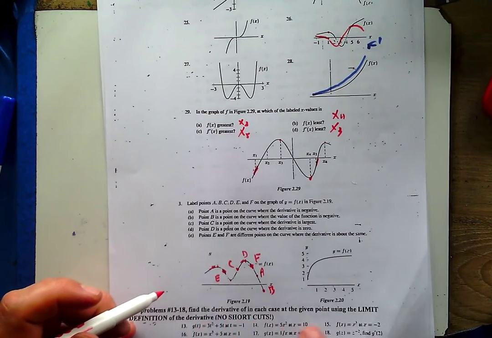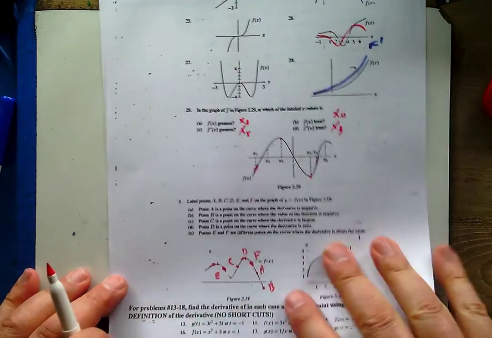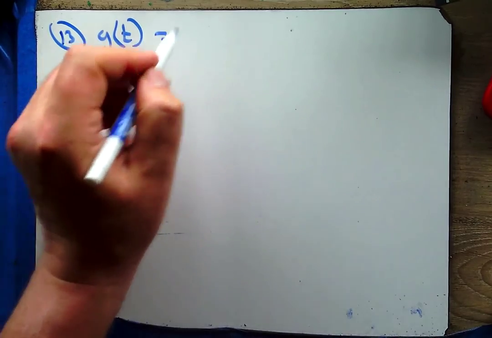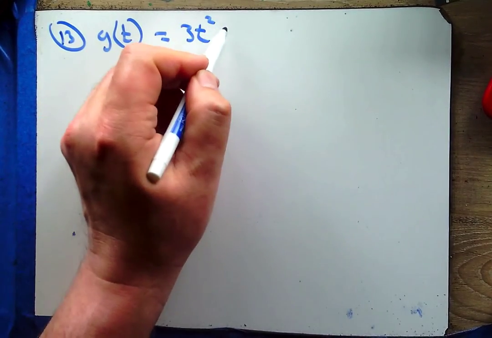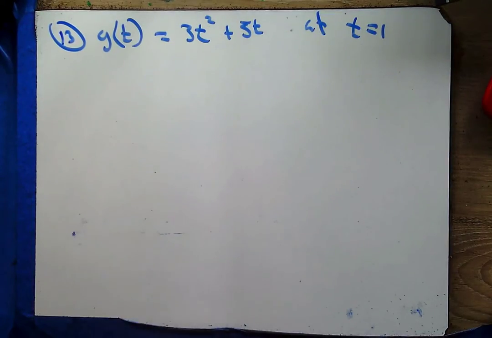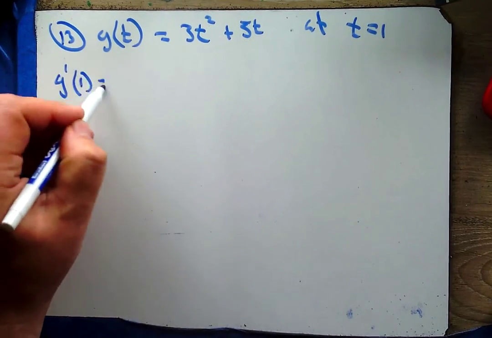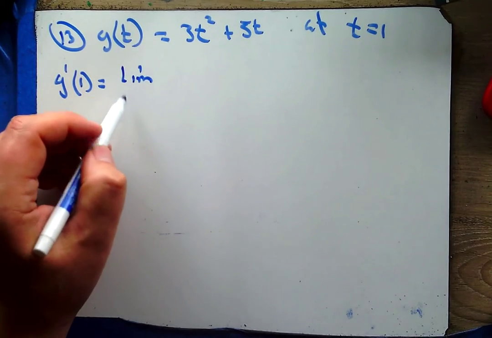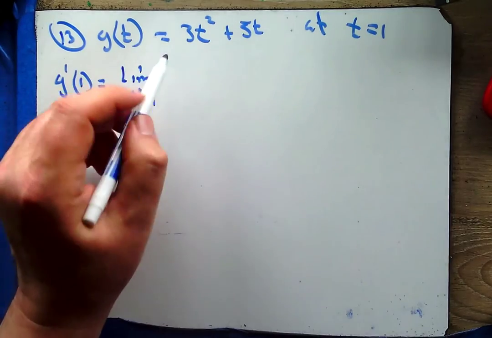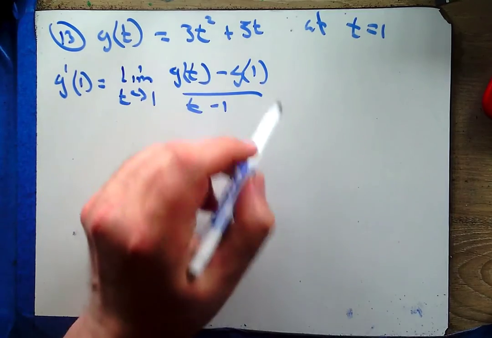So the last problem says that we're supposed to find the derivative in each case using the limit definition of the derivative, no shortcuts. All right. So here we go, 13. We've got g of t equals 3t squared plus 5t at t equals 1. So I want g prime of 1, which will be the limit as t heads to 1 of, I'm going to use this one, g of t minus g of 1 over t minus 1.